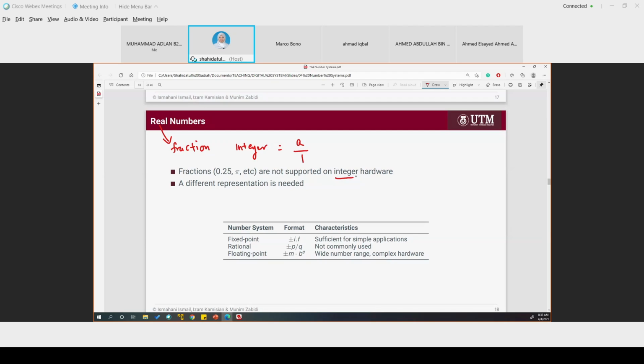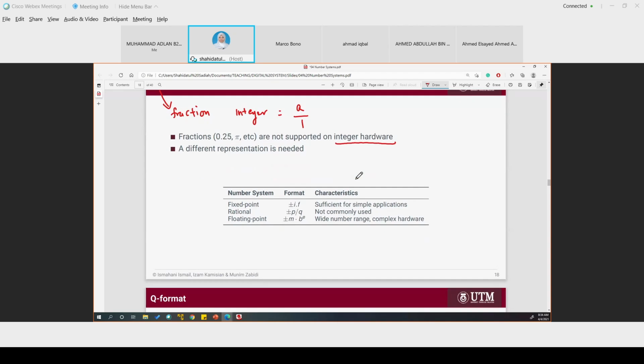Your hardware only knows 0s and 1s, but it doesn't know if that is a real number, integer, fraction, irrational number, and so on. So we need a different representation.